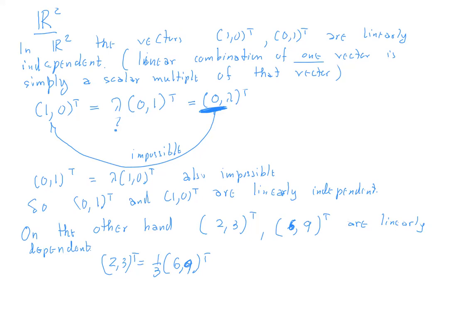So, sorry to interrupt. In other words, if we can derive a value for a possible lambda, then in that case they are dependent. Yeah, of course. That's what it means.